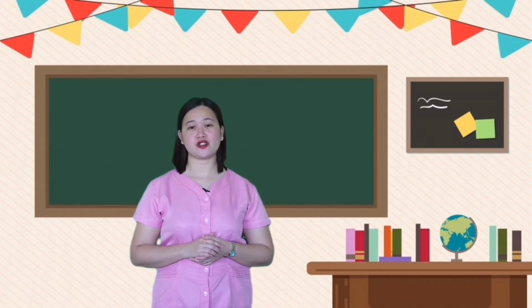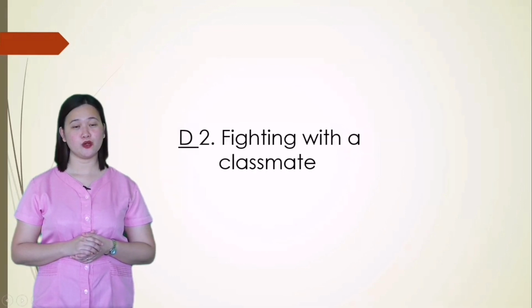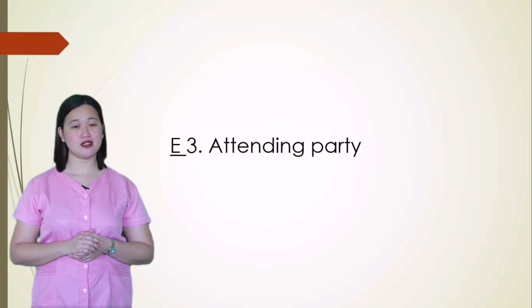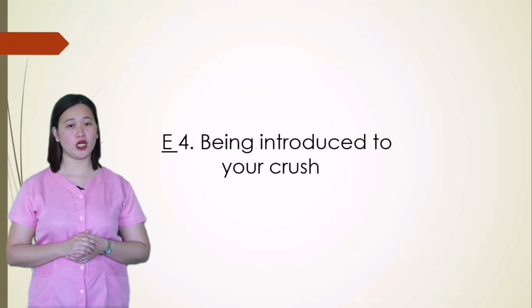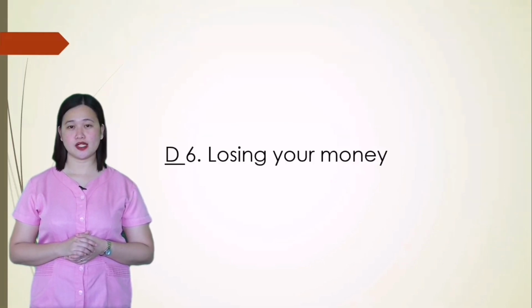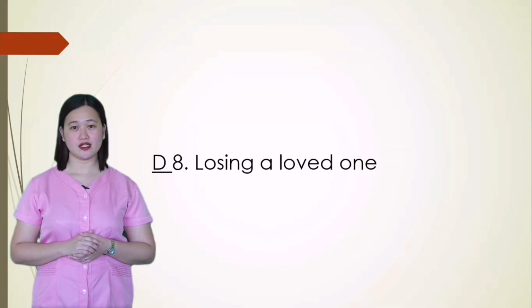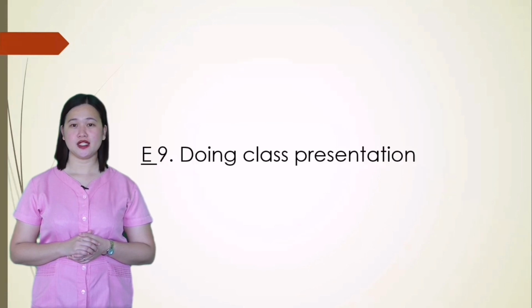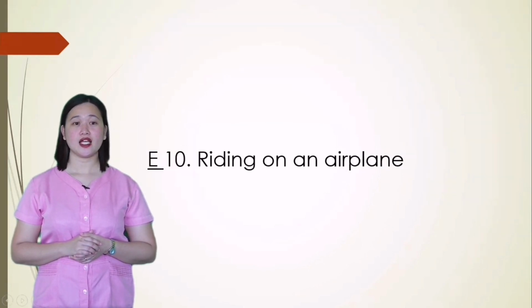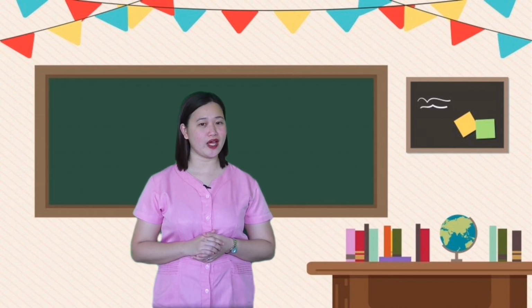Let's check if your answers are correct. Number 1, E. Number 2, D. Number 3, E. Number 4, E. Number 5, E. Number 6, D. Number 7, E. Number 8, D. Number 9, E. And number 10, E. Were you able to identify eustress and distress? Congratulations, my dear students! You really did well in our activity.